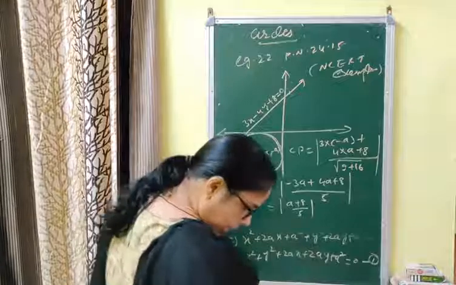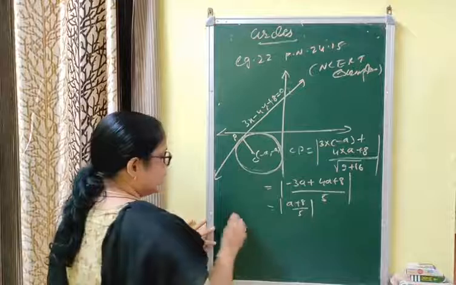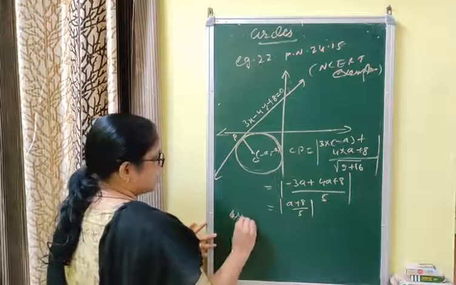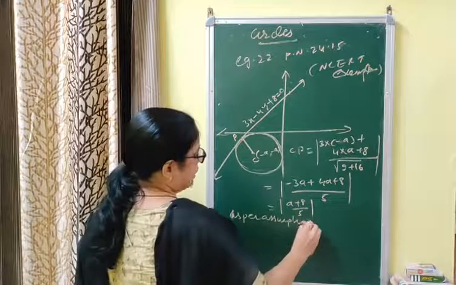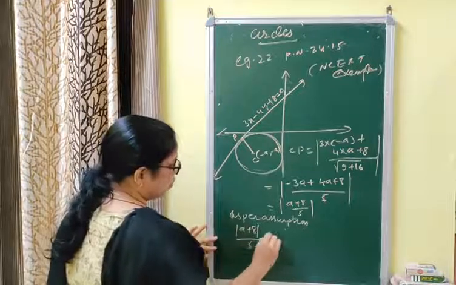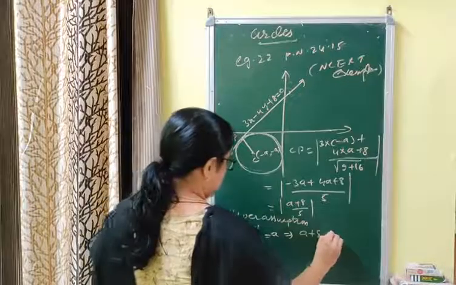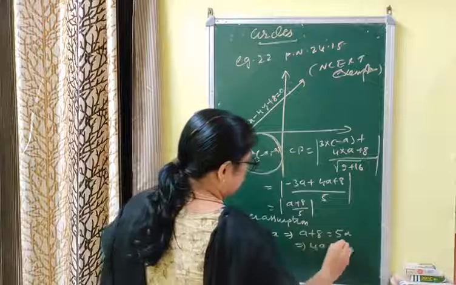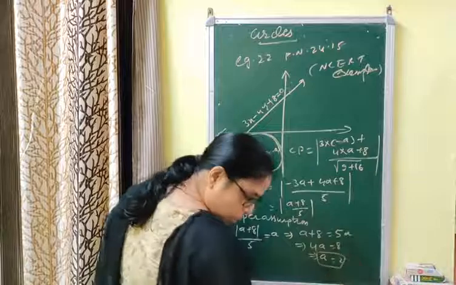We are taking the modulus sign because this is a distance. We have assumed the radius as a. As per the assumption, mod of a plus 8 upon 5 is equal to a. That means we have to take the positive value. a plus 8 is equal to 5a, which implies 4a equal to 8, which implies a equal to 2. That means we got the value of a equal to 2.